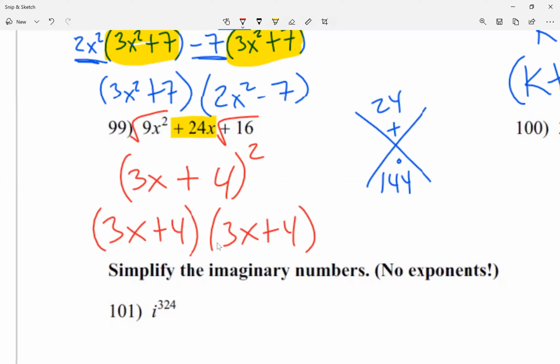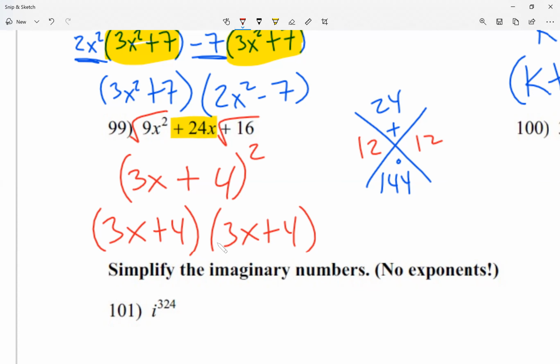Again, if we do the long way, I split this as 12 and 12. I'm going to split my middle term. You're going to find out you get 3x plus 4 twice. Again, I tried to see if it's a special case to begin with.